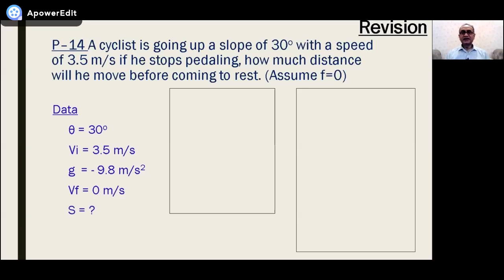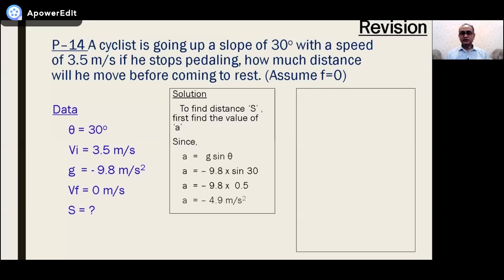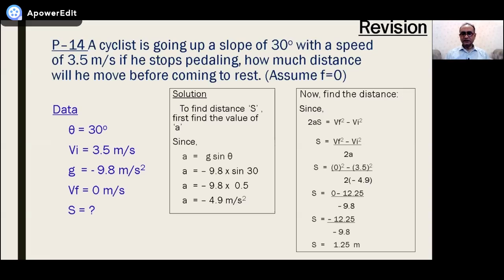To find distance, we need acceleration. So we will first find acceleration by using the formula a is equal to g sine theta. Substituting the values, we got a is equal to minus 4.9 meter per second square. After that, we use the third equation of motion, 2as is equal to vf square minus vi square, right? Then we change it to distance, as you can see on the screen, substituting the values, and we got the result, 1.25 meter.